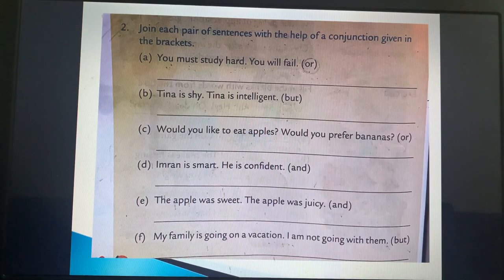Tina is shy, Tina is intelligent. अब दोनों में पॉजिटिविटी है. जब एक में शाइनेस को हम इंटेलिजेंट के साथ ऐड कर रहे हैं, टीना शाई है ना. So Tina is shy but intelligent. तो आपस में शाइनेस और इंटेलिजेंट, बुद्धिमान, उसका कंट्रास्ट है. Tina is shy but intelligent. शर्मीली तो है वो, लेकिन फिर भी बुद्धिमान है. Would you like to eat apple, would you prefer bananas? There is an alternative, there is a choice. Would you like to eat apple or bananas? Choice is yours.